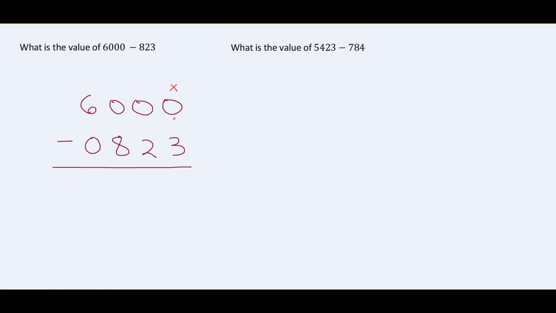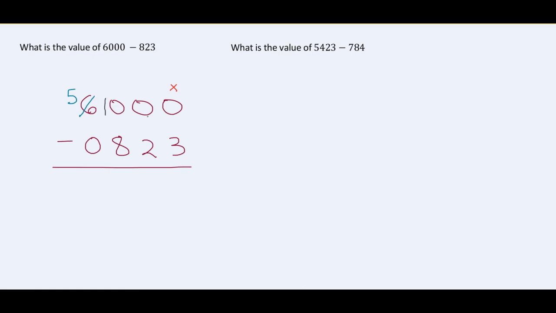So we have 0 and we want to subtract 3 from that. So we go to the left hand side. Our neighbor on the left has nothing. We go over to that next neighbor, again has nothing, and so we go over to the neighbor with 6, and we take 1 from that neighbor, and the neighbor is left with 5. Now the one that we got from that neighbor gets added to the neighbor next to him on the right, which is this one right here.